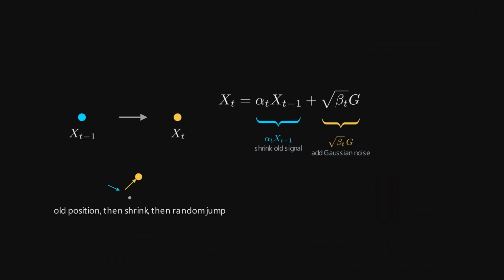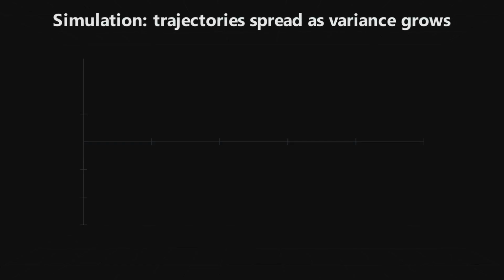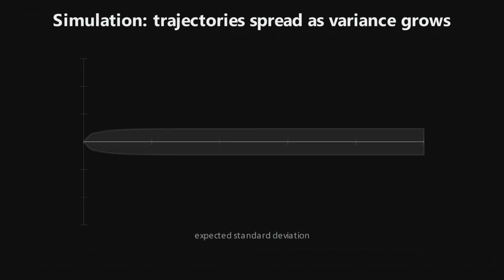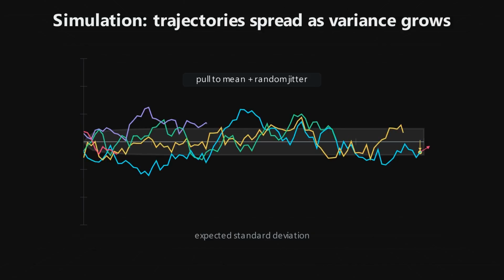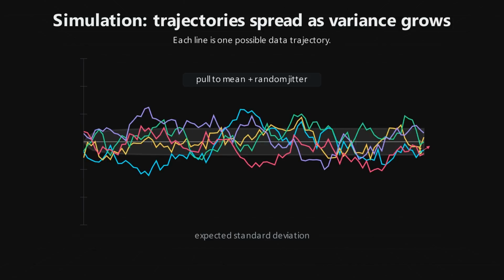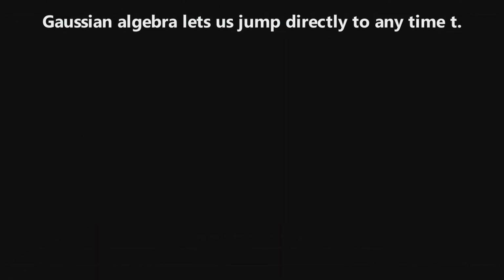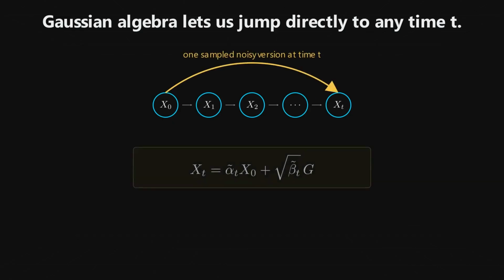This is why the random walks stay inside a growing but controlled band of uncertainty. The trajectories look messy, but the distribution around them is not arbitrary. And because Gaussian noise behaves so nicely, we get a shortcut. Instead of simulating every tiny step from x_0 to x_t, we can jump directly. x_t = sqrt(alpha bar_t) * x_0 + sqrt(beta bar_t) * g. Here, alpha bar_t summarizes all the signal-preserving factors from the first step up to time t.